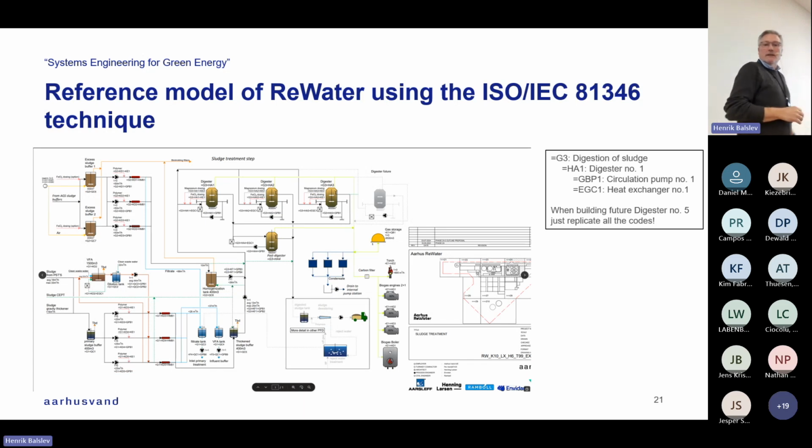This is a PFD of the systems G1, G2, G3, and G4. And for instance, here we have 4 digesters. And we have G3, which is digester of sludge. And we have HA1, which is digester number 1. And then we have a circulation pump and a heat exchanger for that system. And of course, when we're going to build this new digester in the future, we just have to change HA1 to HA5 and then replicate the whole thing. So that's why we think it's excellent to work with this. It's very systematic.